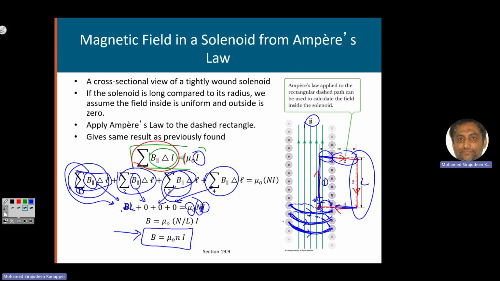And then we finally, here L goes to the other side. Then it becomes N over L. We get the expression which we presented to you before. So we have proved the equation for the magnetic field inside the solenoid using Ampere's law. All right, so let's go to the next slide.